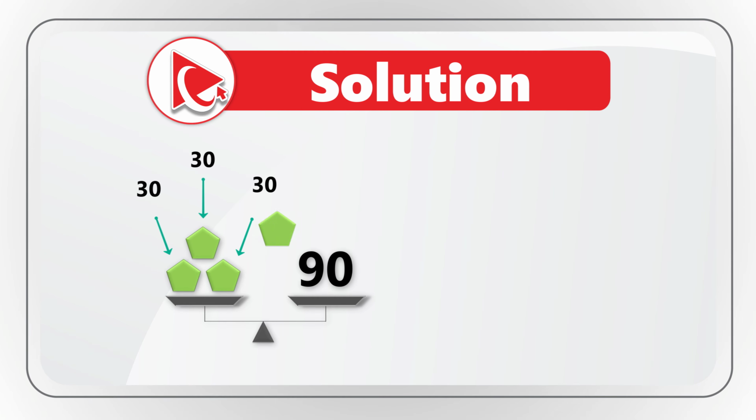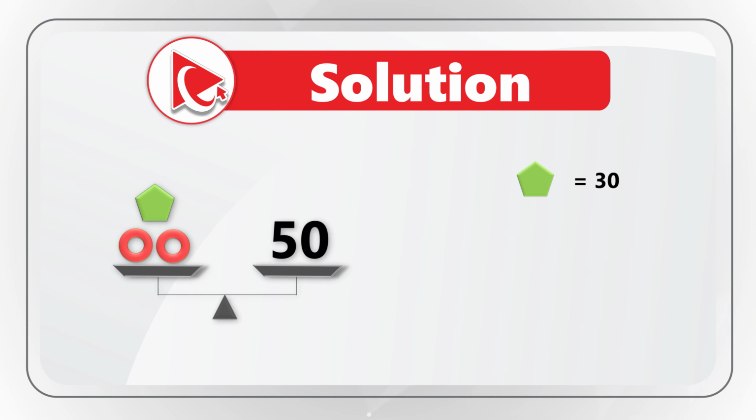value of 30. Second scale contains 1 pentagon and then 2 bagels, and the combination of these shapes equals number 50. We already know the value of pentagon, which is 30. All we need to do is divide the remainder of the calculations 50 minus 30, which equals to 20, by 2, because there are 2 bagels, and calculate the value of bagel, which is 10.